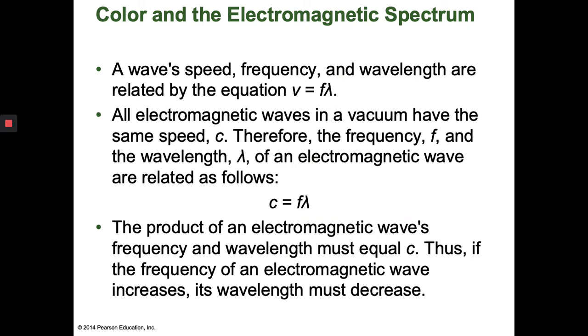Now, when we talked about waves, we talk about wave speed. And we said that the velocity of a wave is equal to its frequency times its wavelength. Well, the same holds true for electromagnetic waves, except this time the speed never changes. It's always going to be the speed of light, which we use the letter c. So in this case, the wave speed for an electromagnetic wave is c is equal to frequency times wavelength.